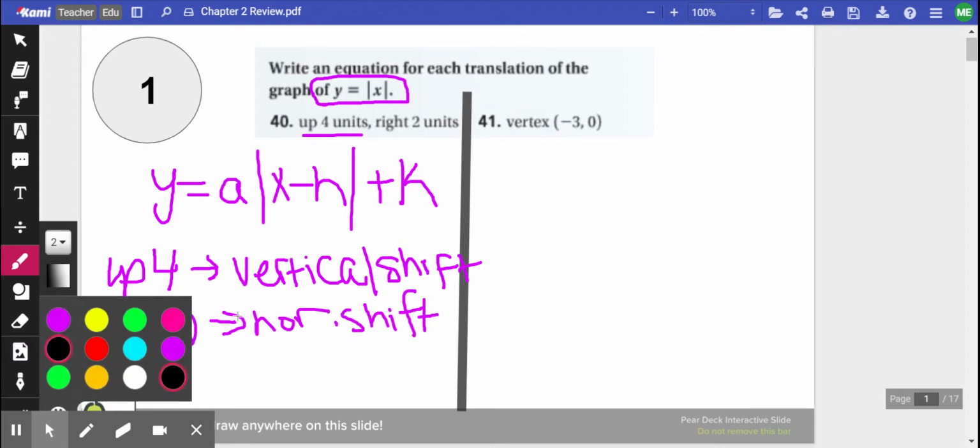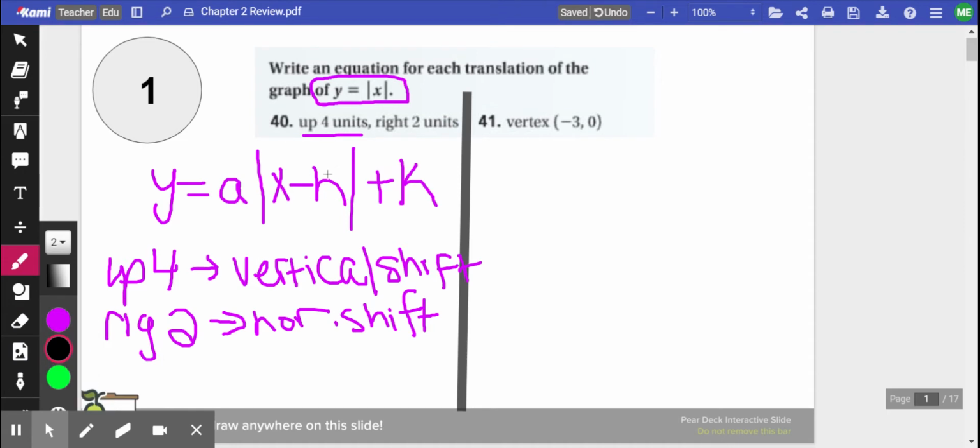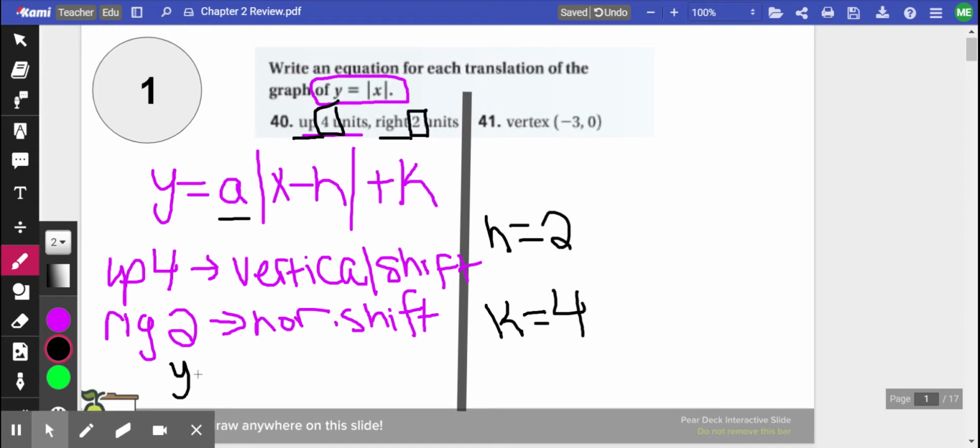So what we're going to do is replace h for our horizontal shift. The right is our horizontal direction, which is going positive 2, so h is 2. And k is our vertical shift, which is up, and it's going positive up 4, so k is positive 4. They did not tell us anything about a, our factor, so since nothing was specified, I'm just going to leave it alone. Keep it as 1 as our identity factor.